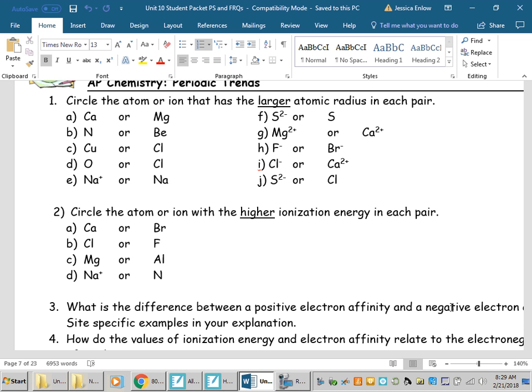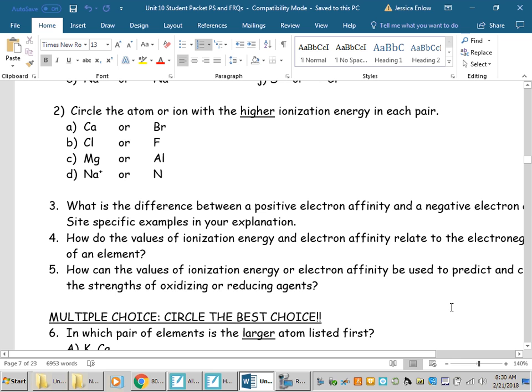All right, 2. A. Bromine, because it has more protons. B. Chlorine, because it has less shielding or energy levels. I would say shielding if I were you. That's a better term.